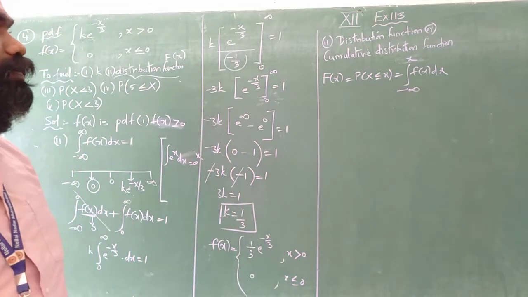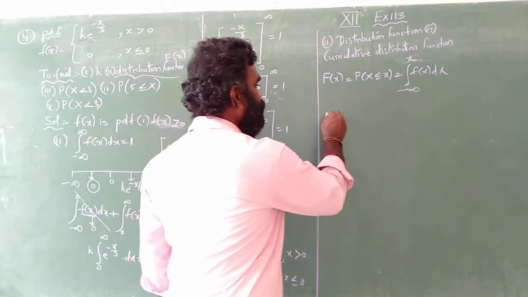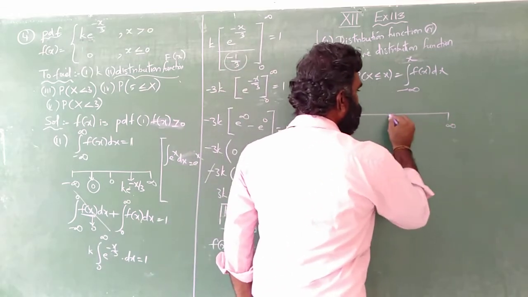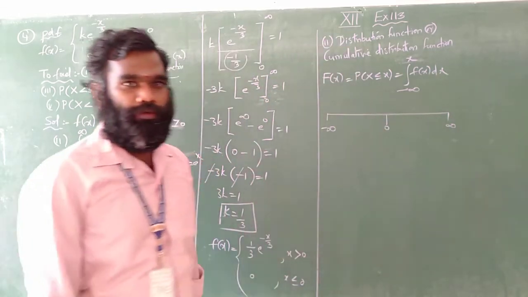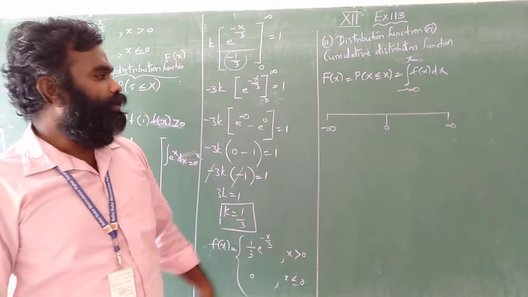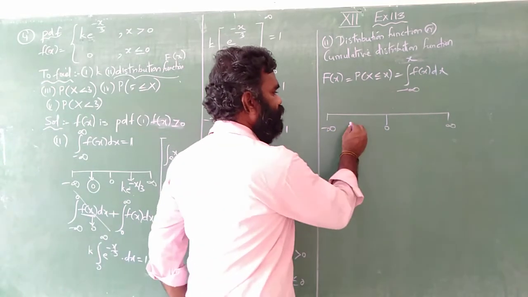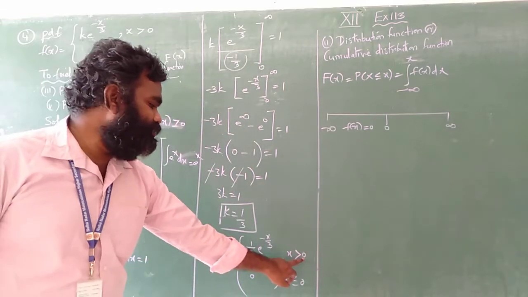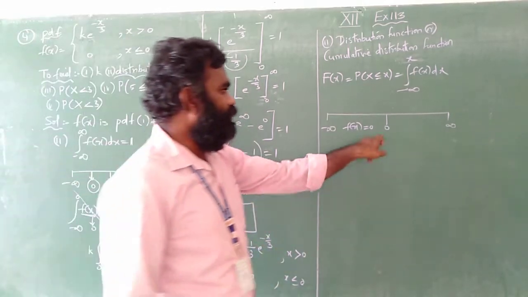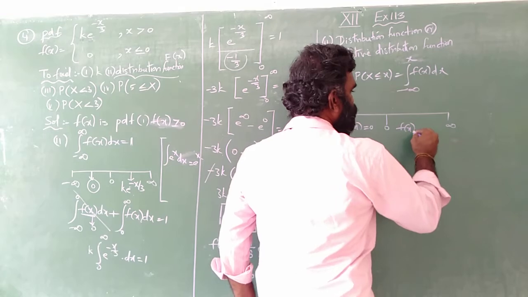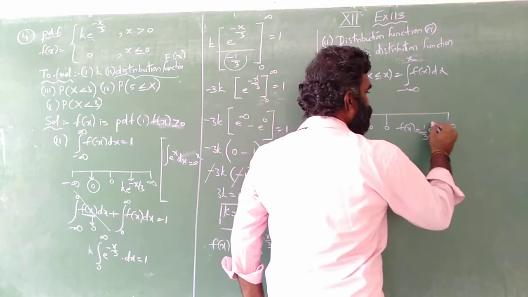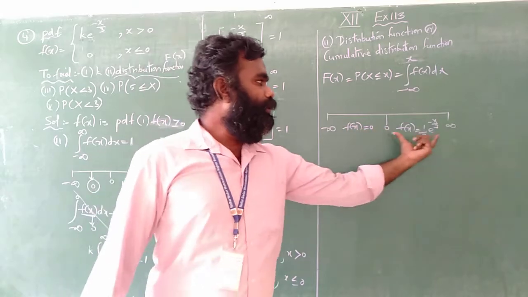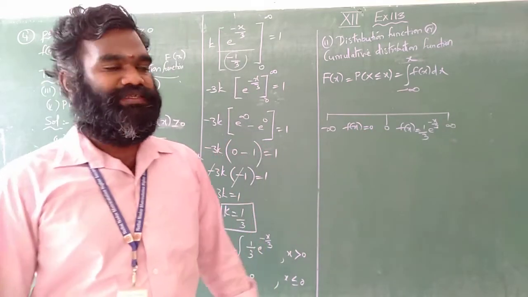Now I need to apply this integral properly. What is the limit we apply here? From minus infinity to plus infinity, the only interval is 0 onwards. Here f of x will be 0 because x is present only for x greater than 0. What will be f of x? f of x is nothing but 1 by 3 e power minus x by 3. Here f of x is 0, and here f of x is 1 by 3 e power minus x by 3.